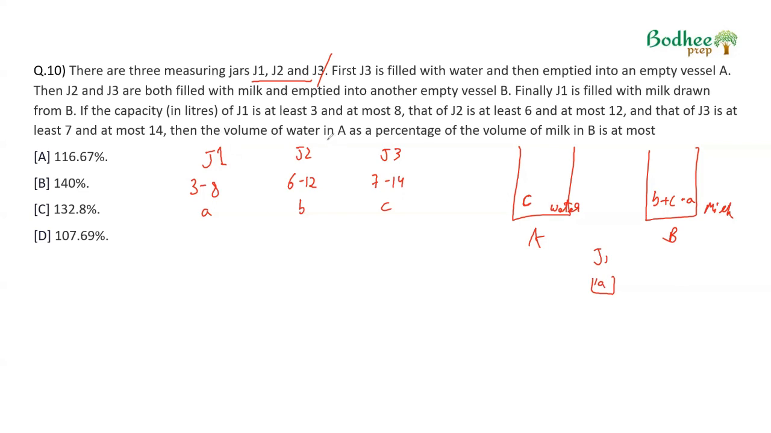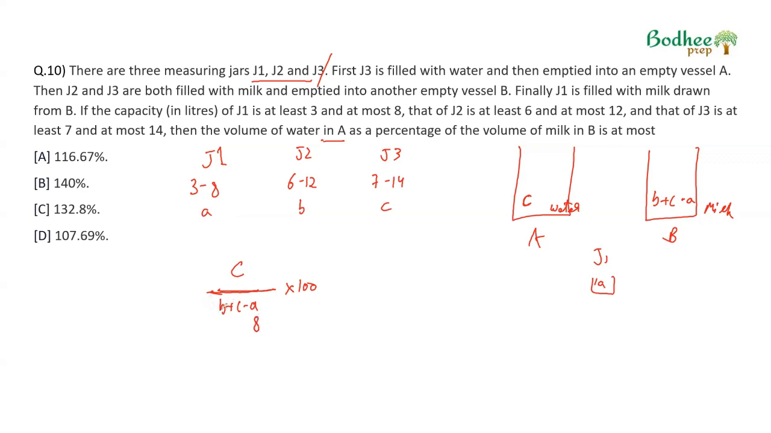Then the volume of water in A, C, as a percentage of the volume of milk in B, B plus C minus A, is at most. We have to maximize this value. C upon B plus C minus A as a percentage has to be maximized. To maximize, the denominator has to be minimum, that is for sure. Therefore, A should take the maximum value. A can be a maximum of 8.